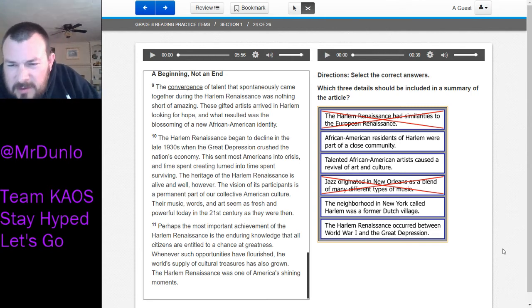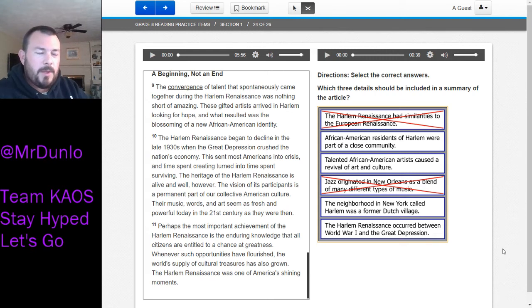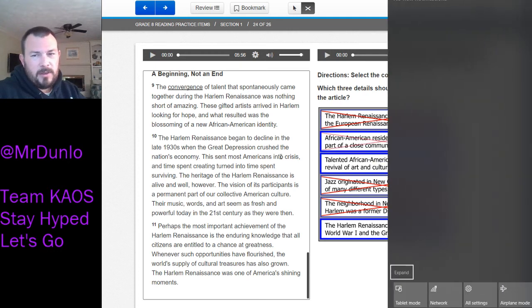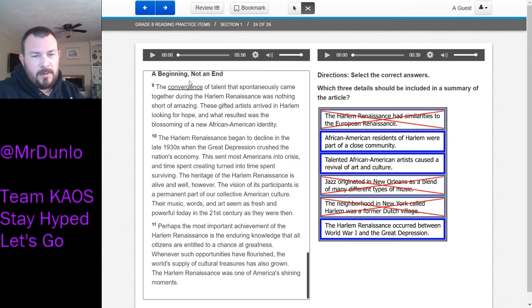All right. So three details. Did y'all even remember that it was a Dutch village? If you look at these, what's more important? The African American residents were there and it was a close-knit community? Yeah, it sounds important. The talented African American artists, musicians, a revival of art and culture, of course. And then, if you're down to the last two, would you rather know when this huge event in American and world history occurred? Or would you rather know that it was a former Dutch village? I think you would rather know when it occurred. So there's your process of elimination there. In terms of summary, we've just been writing summaries all year. The way they can ask a question can be kind of dumb sometimes, but y'all can do that.